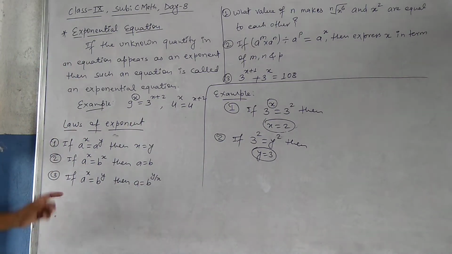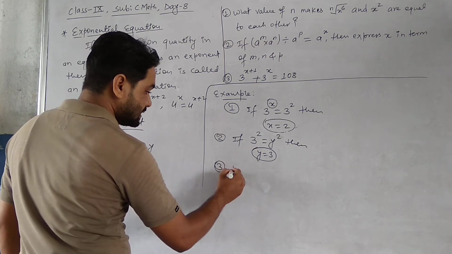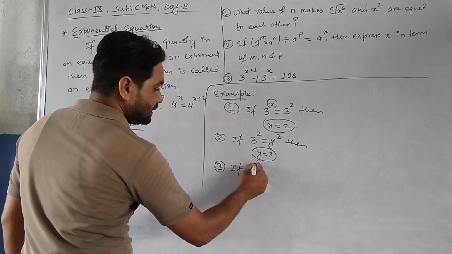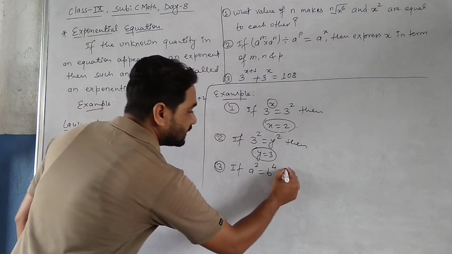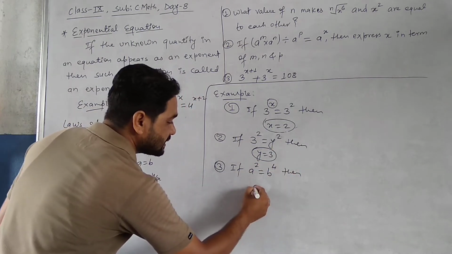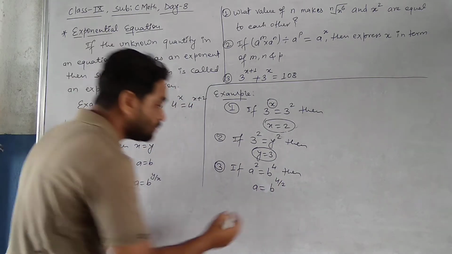Similarly, for the third one, if we have a square equals b power 4, then we can write a equals b power 4 by 2.